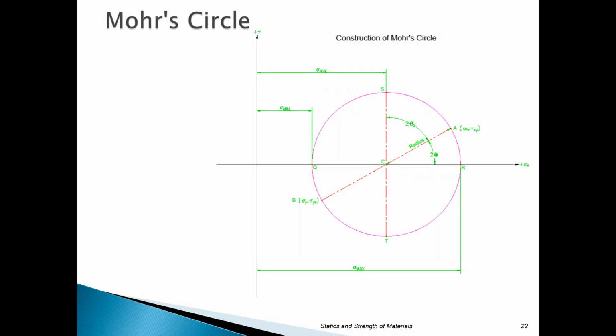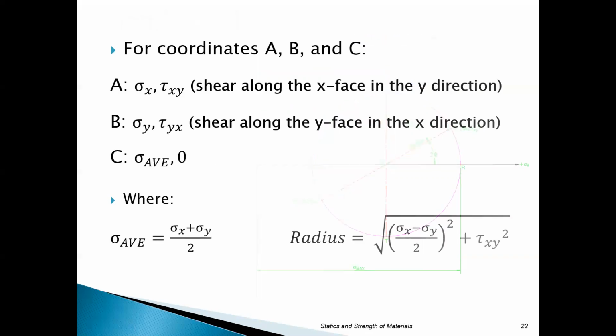Okay, so you're going to come up with basically a max and a min normal stress and the plane along which those act, and you're going to have a max and a min shear stress and the plane along which those would act. That's what Mohr's circle is going to give you, and it does it in a really, really nice graphical way. So there's a couple of equations or a couple of things we need to look at.